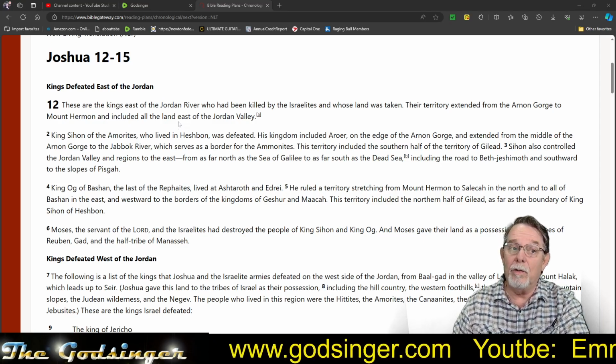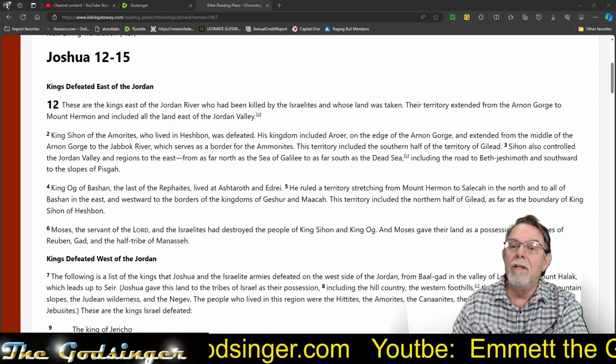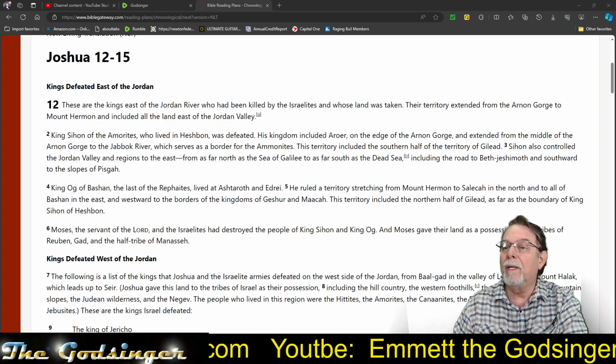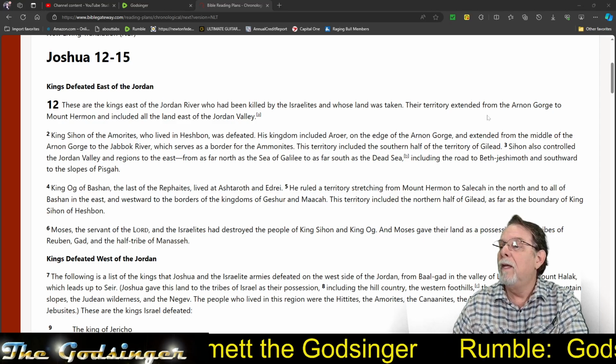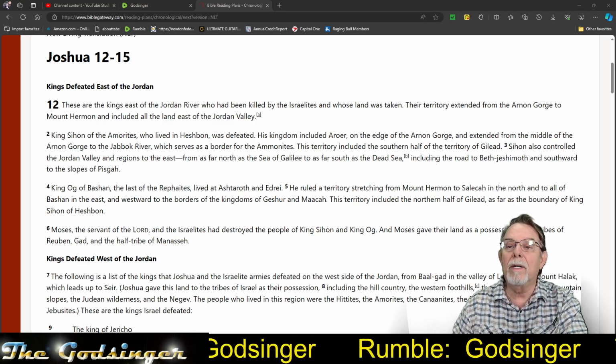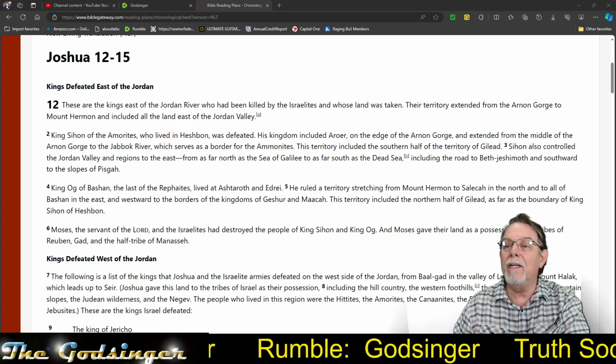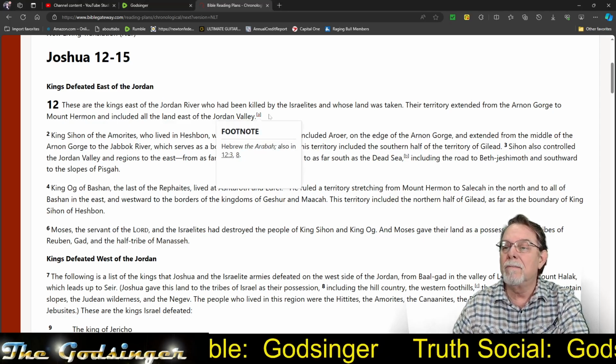Kings defeated east of the Jordan. This is after they crossed over. These are the kings east of the Jordan River who had been killed by the Israelites and whose land was taken. Their territory was extended from Arnon Gorge to Mount Hermon and included all the land east of the Jordan Valley.